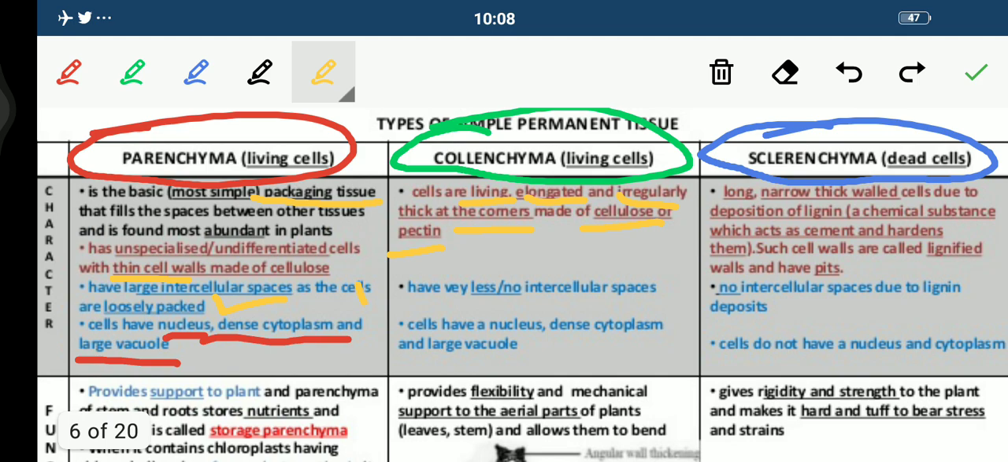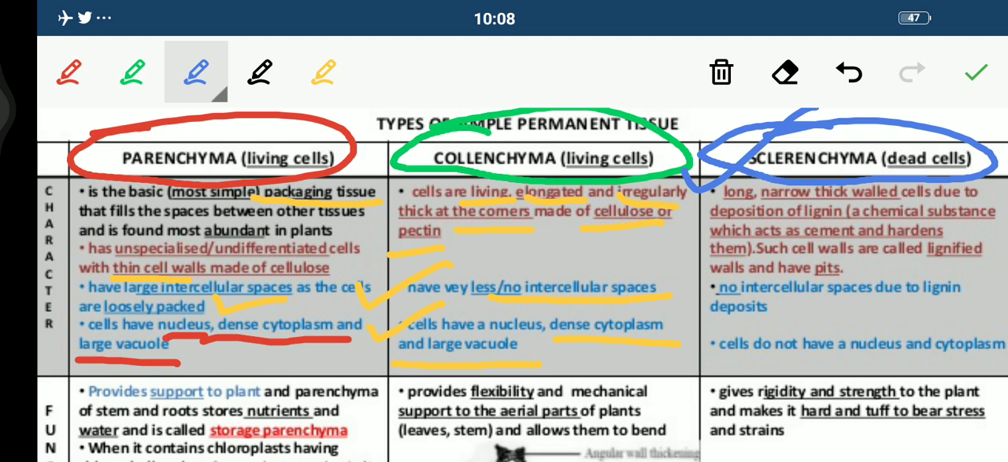Next, you can see here they have very less or no intercellular space. So if they are having intercellular space, that space will be very less. Fine. But talking about parenchyma, they have large intercellular space in them. Next, students, we have the third point, that is cells have a nucleus, dense cytoplasm and large vacuole. Fine, as that of parenchyma. Third one we have is the sclerenchyma, right, students?